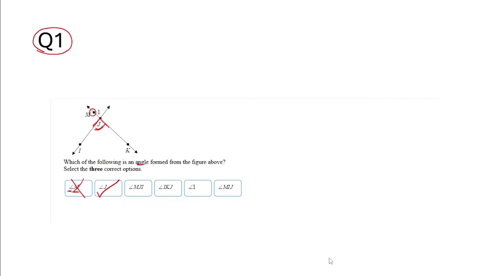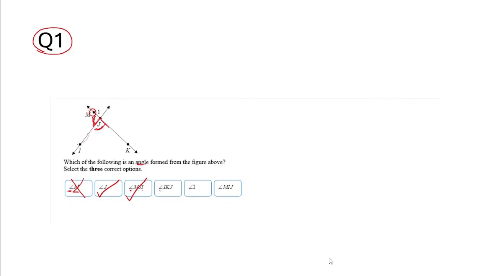Right answer. Angle MJI. When I have these 3 letters and it's an angle, I have to follow the order. Follow the same order when I'm reading the angle. So MJI. That means J is the end point. We have 2 rays, so this one will be an angle. So this is the right answer.